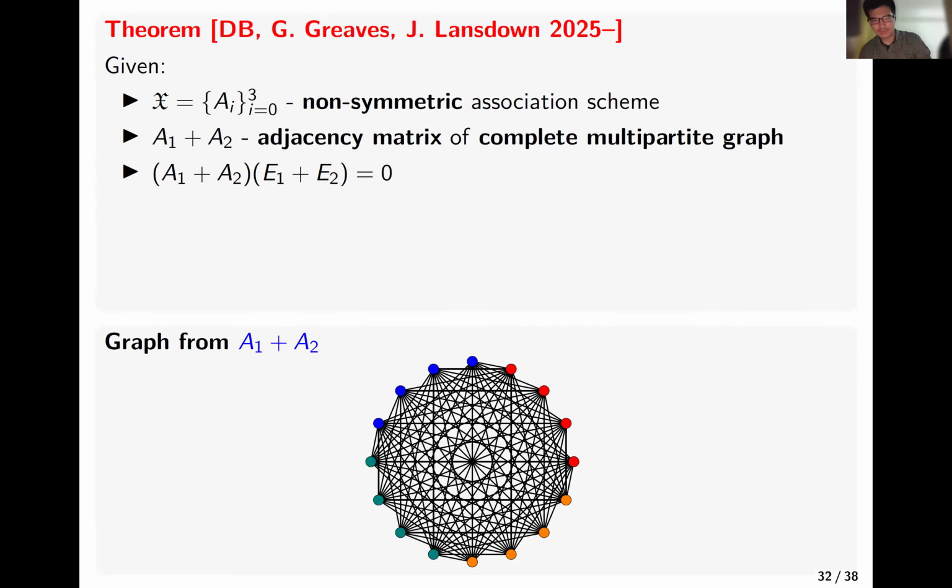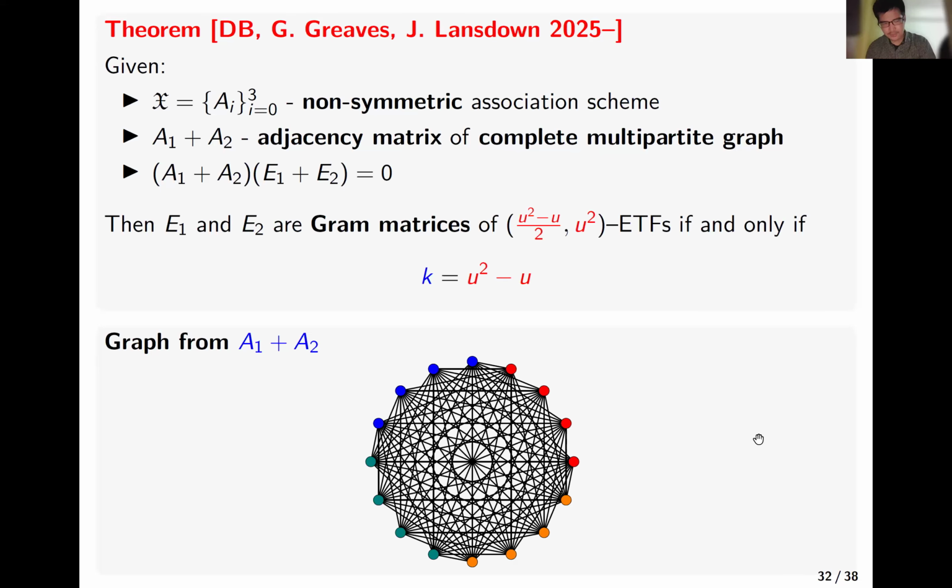Moving from this, with our setup from before, and with the theorem from before, things simplify a bit under this situation. So again, we have a non-symmetric association scheme so that we add A1 and A2 together for the symmetrization. And let's say this will be the adjacency matrix of a complete multipartite graph. Now, let's say that the primitive idempotents add together for E1 plus E2, and this projects to the kernel of A1 plus A2, or in other words, the 0 eigenvalue of A1 plus A2.